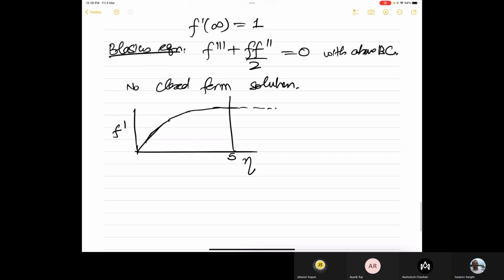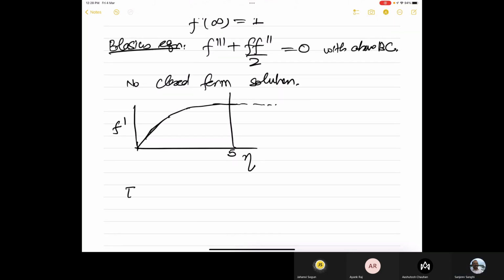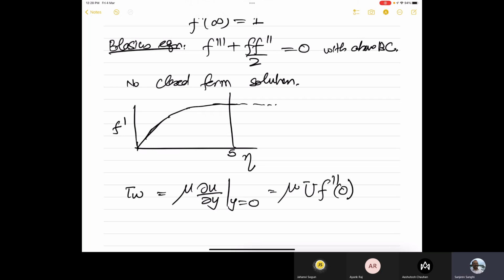Now, from the solution, basically, why do we need to find this f prime is to calculate the shear stress. Shear stress is equal to mu du by dy at y is equal to 0. So this will be equal to mu times u du by dy is f double prime 0 u by nu x to the power half.